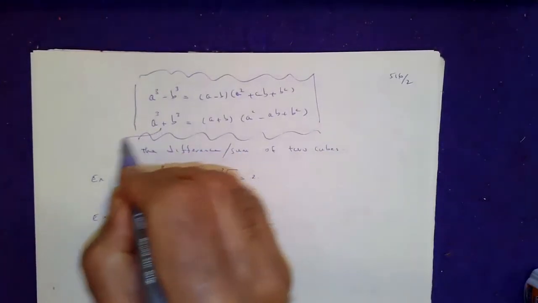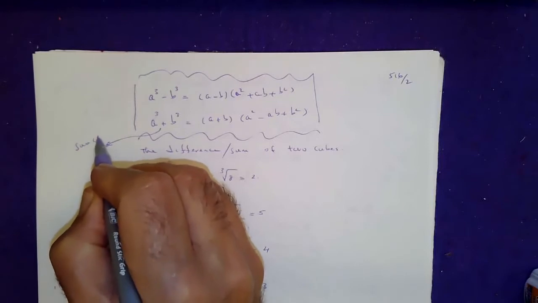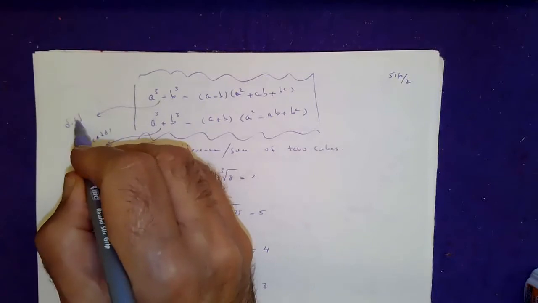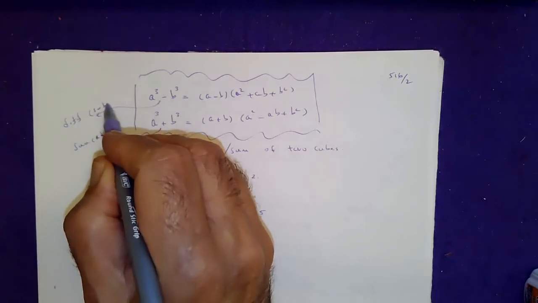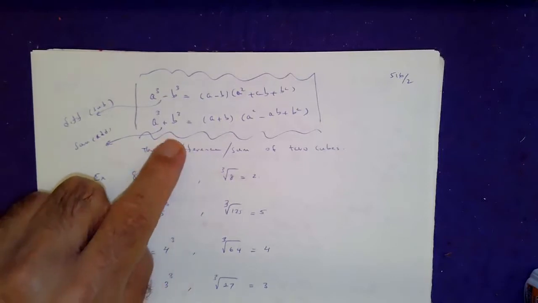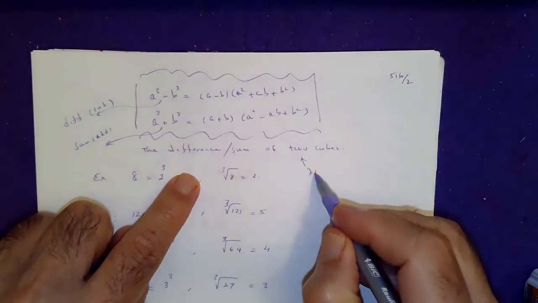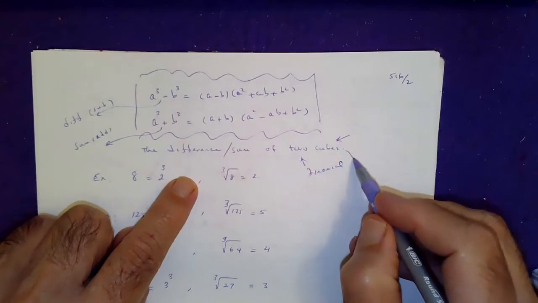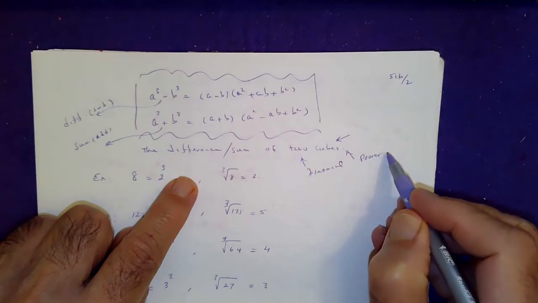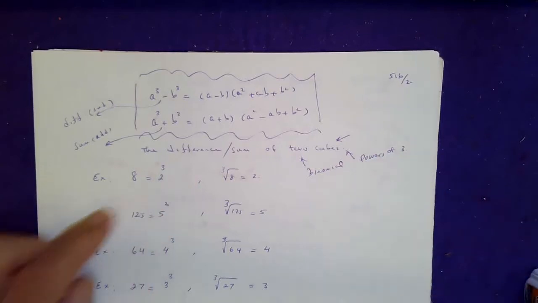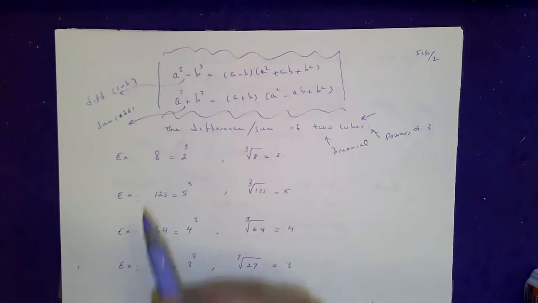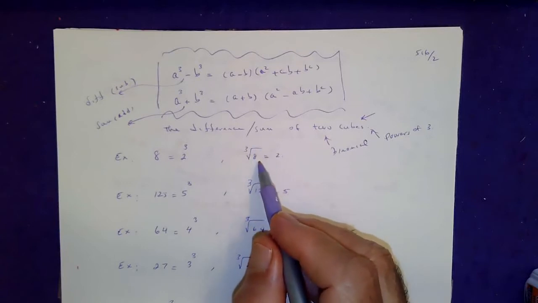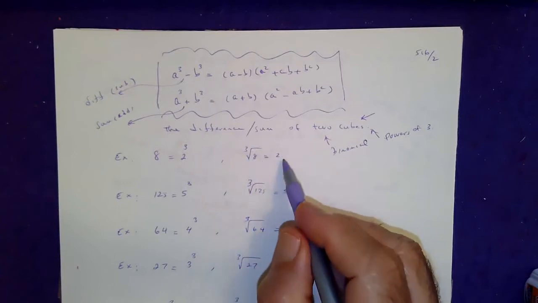Sum means add. Is that right? Difference, we know what difference is. Difference is subtract. And you still have a binomial, but instead of squares, you have cubes. Cube means powers of 3. Powers of 3 is called cube. For instance, 8 is 2 to the power of 3. Why? Because the cube root of 8, not the square root of 8, but the cube root of 8, is 2.